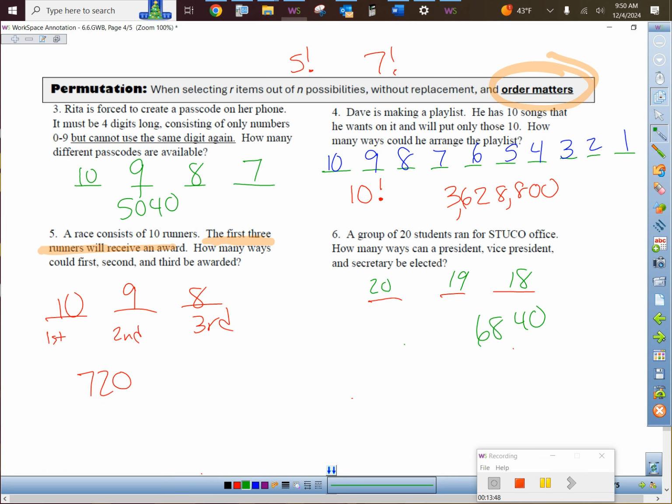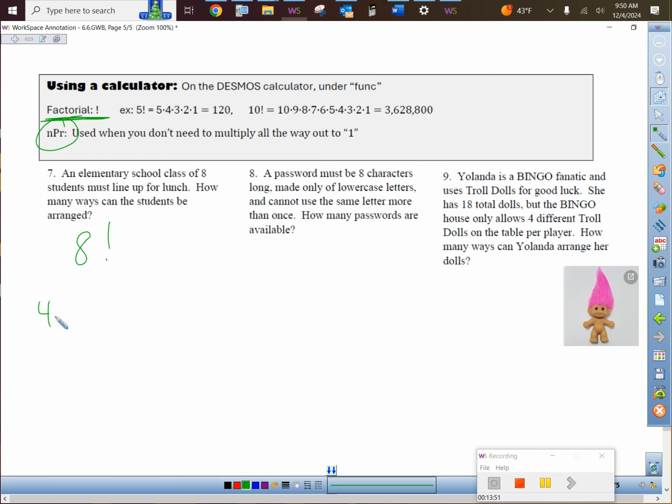40,320. Can you just imagine trying to do that? Just 8 kids in class. Let's rearrange you, right? And it's just like, holy cow, we could do that over 40,000 different ways. Wild. But here's the big one.